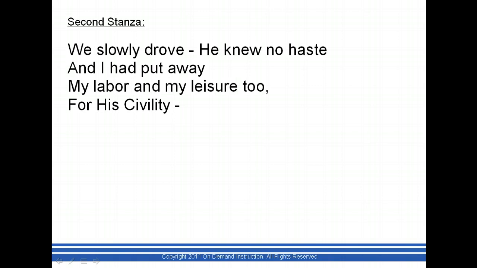We slowly drove, he knew no haste, and I had put away my labor and my leisure too, for his civility. In this stanza, we are told that they slowly went on their way to wherever it is they are going. The main character seems to like death's politeness, that she left her work and her free time.